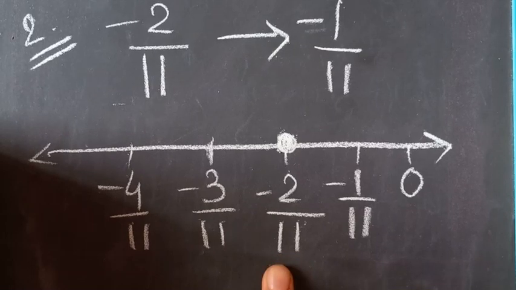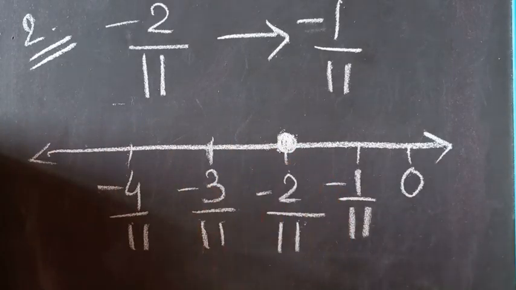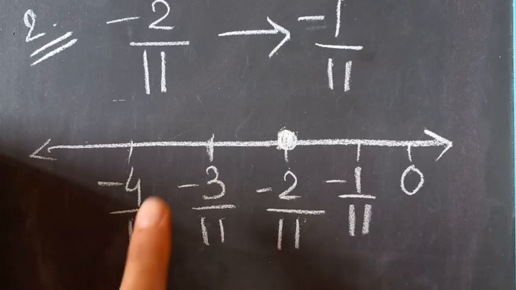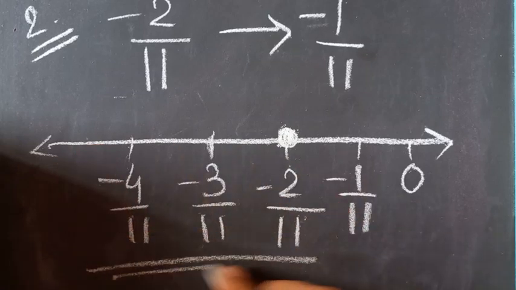Now minus 5 by 11. If you are asked to represent minus 2 by 11, minus 5 by 11 and minus 9 by 11 on one number line, then you have to extend this number line up to minus 10 by 11. So now I have to redraw this number line up to minus 10 by 11, so we can represent all three on one line. So let's redraw it.